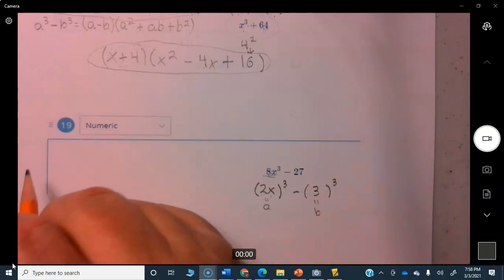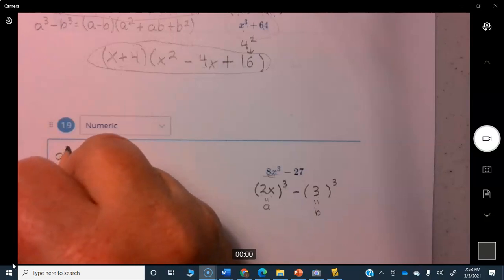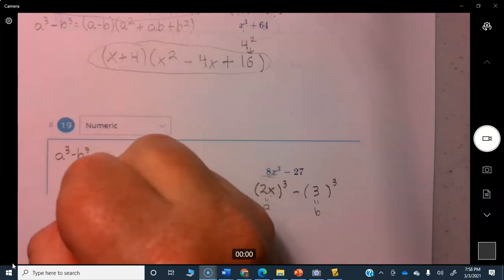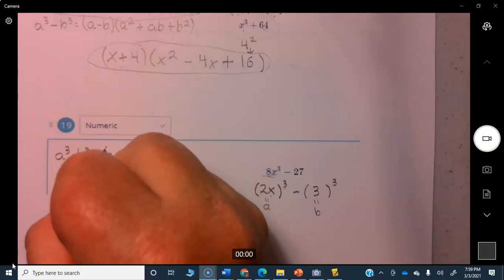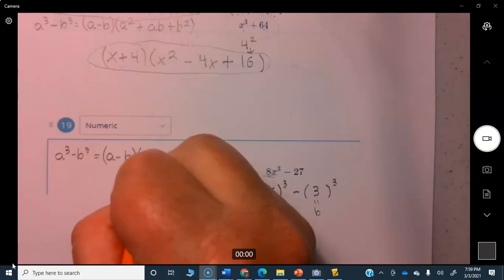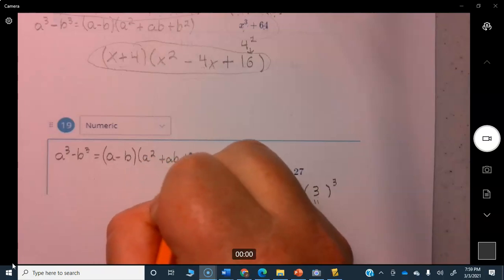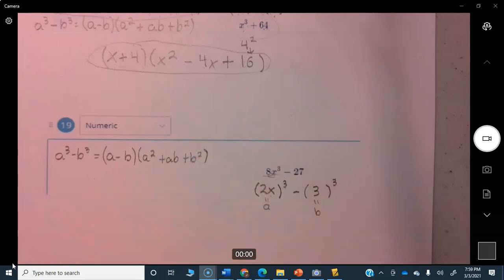So I'd like you to write the formulas out every time so you get used to them. So a to the third minus b to the third equals, I'm just copying it from up here, but you want to eventually memorize it by just writing it out a lot of times. It's a minus b, times a squared plus ab plus b squared. Okay, there you go. All right, now we plug in the numbers.